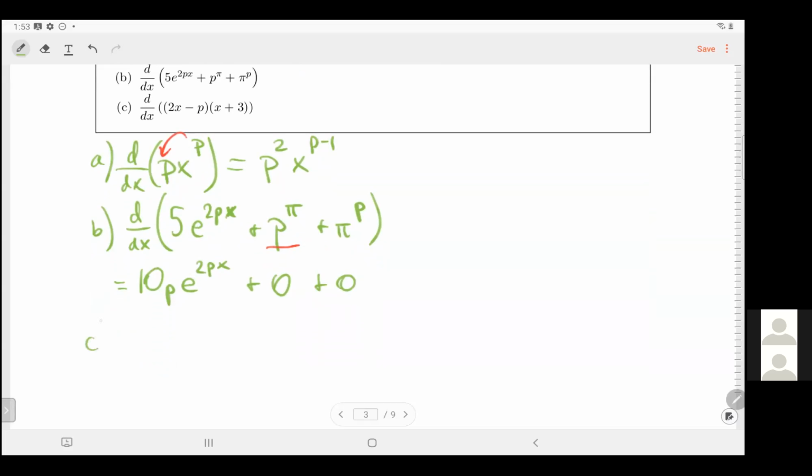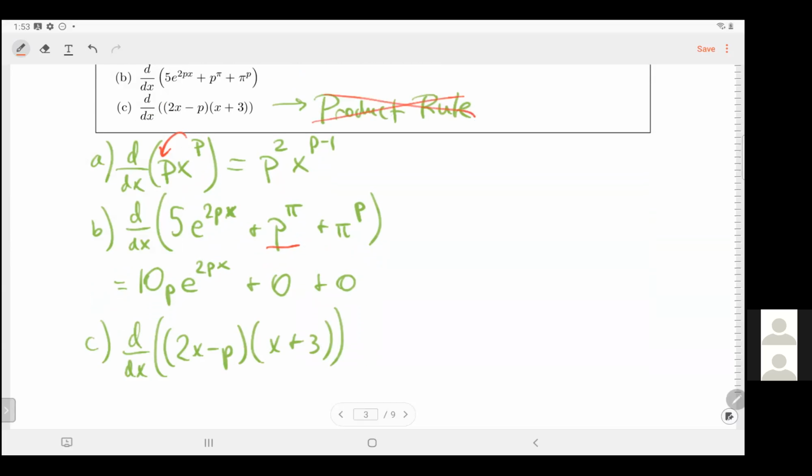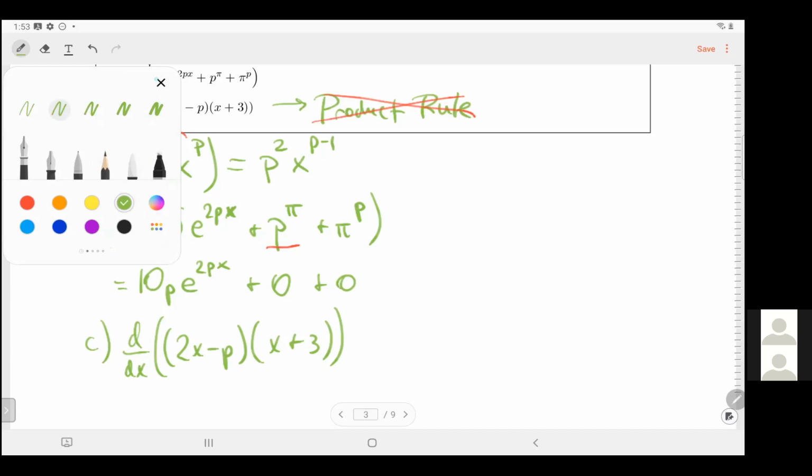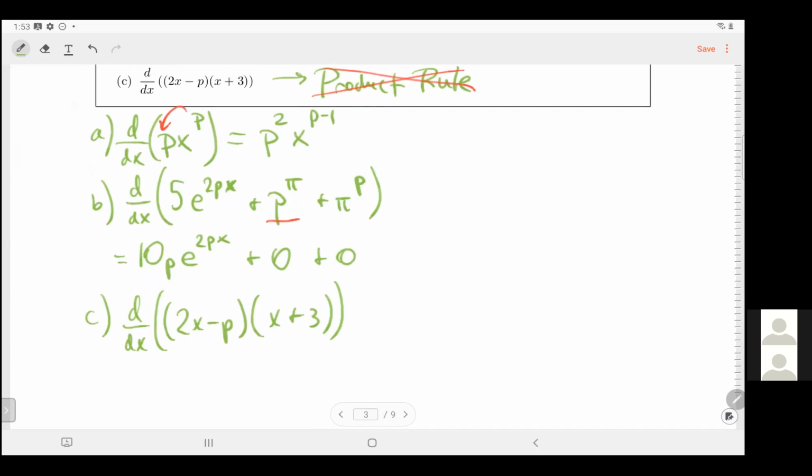Okay, let's do part C then. Derivative of this thing: 2x minus p, times x plus 3. Again, I'll mention, if you've taken calculus before, you might think, ooh, that's a product of functions. And there's a fancy thing called product rule, which, again, I don't think we've learned. So stray away from that. And what's our only option if we can't use that? Multiply first. Yeah, just multiply it out, see what it becomes.